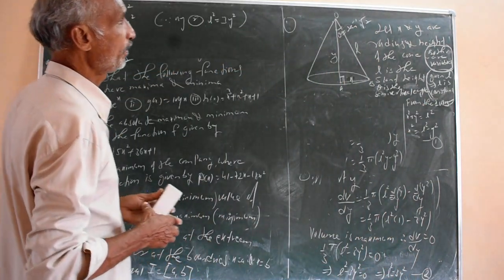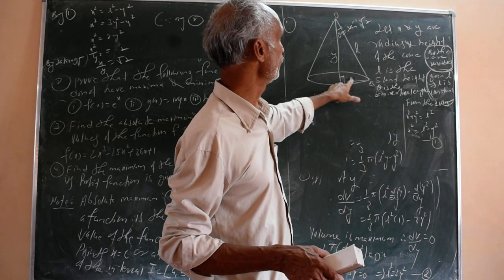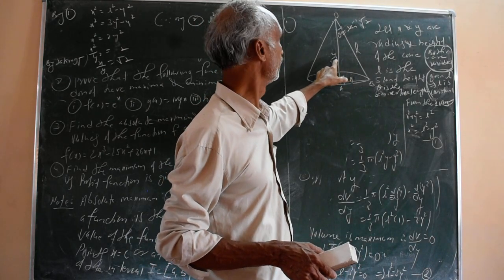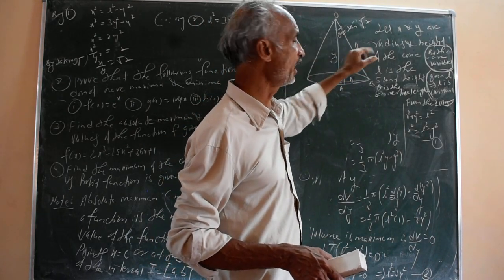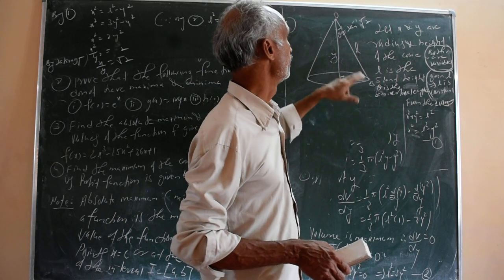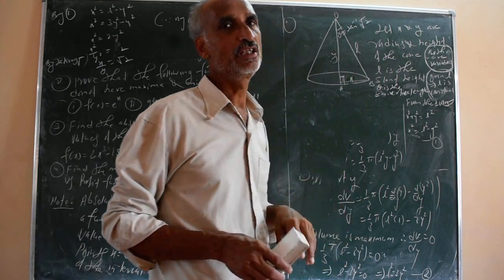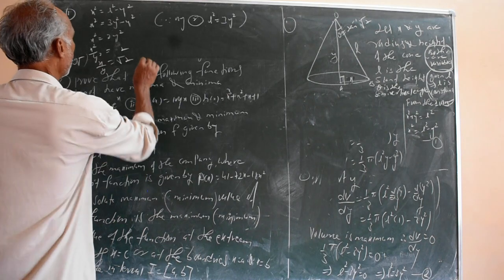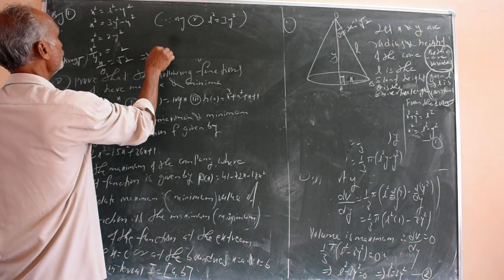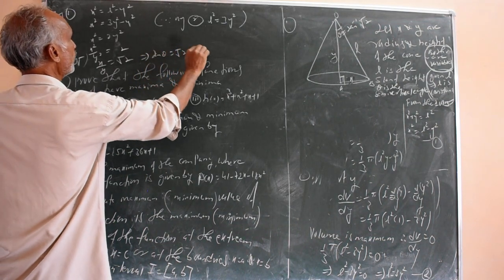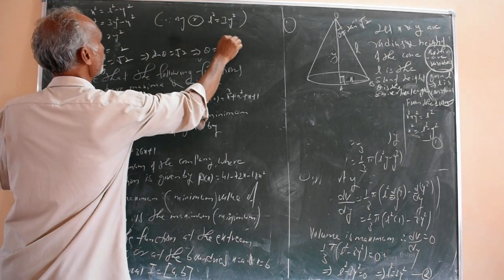Now, x by y is what? x is opposite, y is adjacent for this theta, and L is the hypotenuse of the triangle. Therefore, opposite upon adjacent is nothing but tan theta. That implies tan theta is root 2, which implies theta is tan inverse root 2.